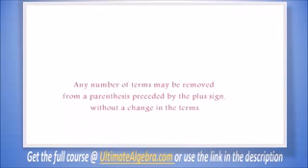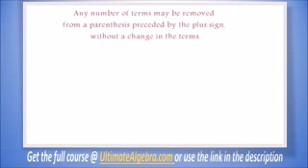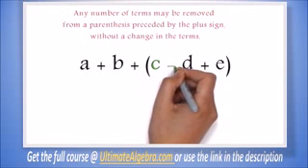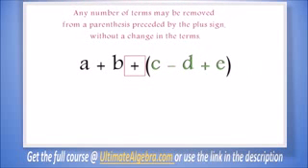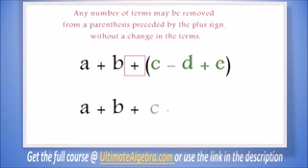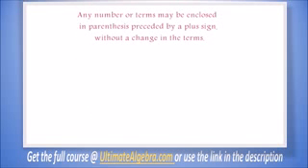Let's move on. Any number of terms may be removed from a parentheses preceded by the plus sign without a change in the terms. Example, in this expression, you notice that c minus d plus e is in parentheses, and the parentheses is preceded by a plus sign. We are saying that the sign of the terms in the parentheses does not change. This is because the parentheses is preceded by a plus sign, so we still get a plus b plus c minus d plus e.